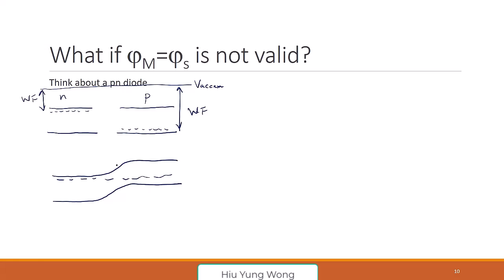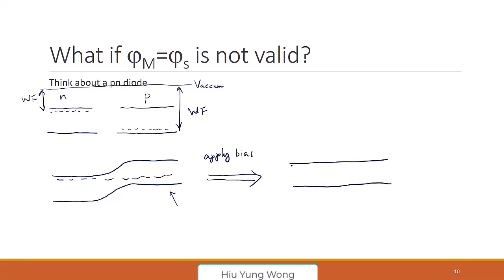Now, they are not flat band. How can I make this flat band? Just use what I told you. What bias should I use to make it flat band? We can apply a bias, right? Should I apply positive or negative to the left in order to make it flat band? Negative, so that I can shift the Fermi level up.